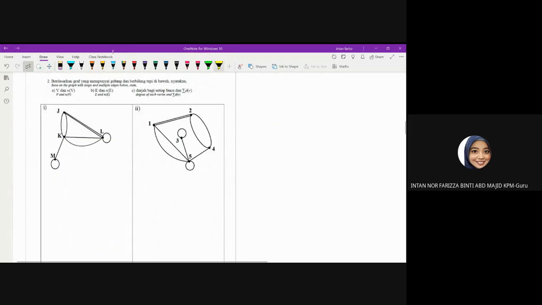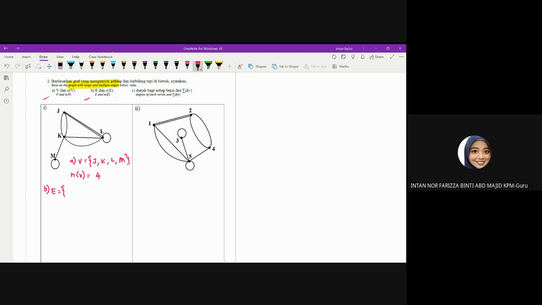This diagram shows you a graph with loops and multiple edges. The first two questions basically are the same. Okay, let's do it together. So V are the vertices. J, K, L, M. Number of vertices will be how many vertices in the diagram? Answer is 4.